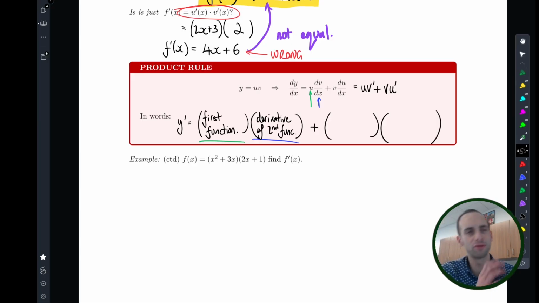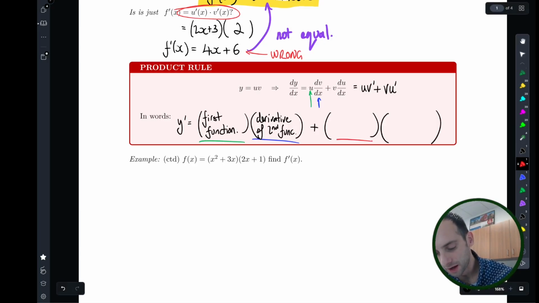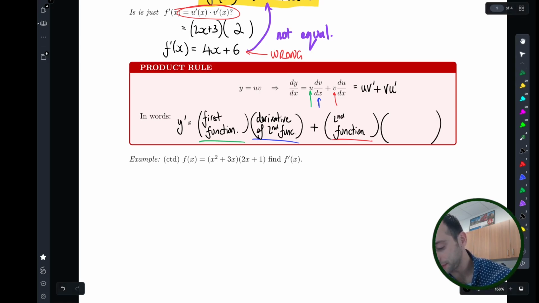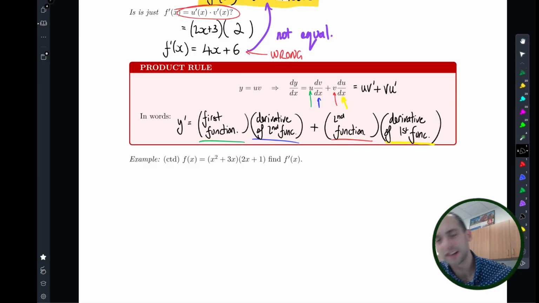Okay, so we've got regular first function times derivative of second function. Our third parenthesis would be the v, and we know that that's just the second function, not differentiated, regular second function right there. And then finally, the fourth parenthesis is this du dx, okay? And that is just the derivative of that first function. Okay? So there's a nice kind of pattern to this rule. It's quite easy to use.